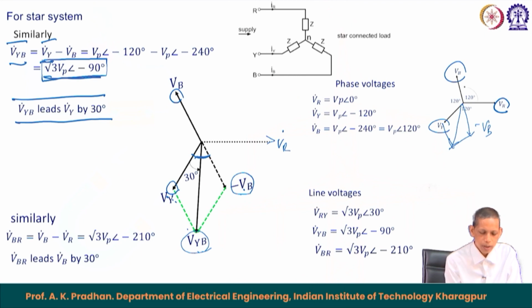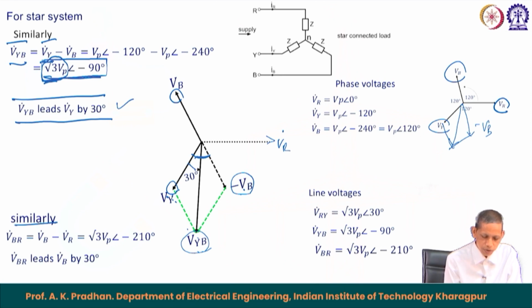So, what we say is that the voltage magnitude of the line voltage, that is V Y B, happens to be root 3 times the phase voltage and it leads the corresponding V Y phasor by 30 degree. A similar conclusion to what we got earlier for the V R Y case.